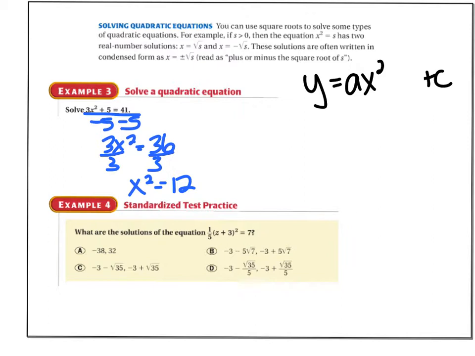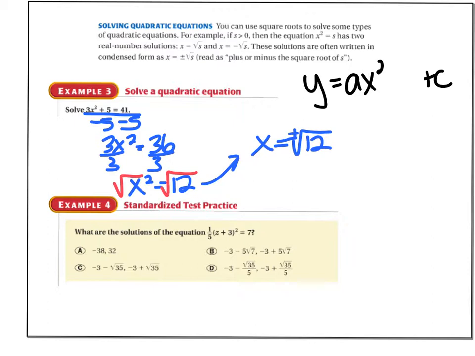Well, now when you're here, in order to undo a square, you just simply square root it. So I will take the square root of both sides. And this is a situation where your positive and negative root need to come into play, because both of them do exist. So when I square root x squared, I end up with x equals plus or minus, and that's how we write it to represent the two roots, the square root of 12.